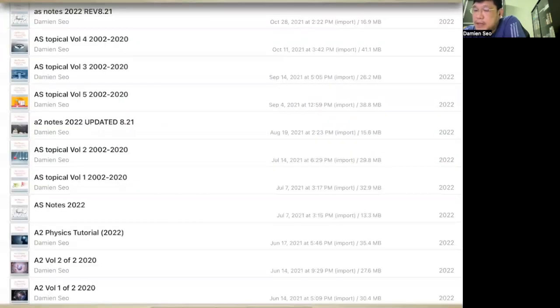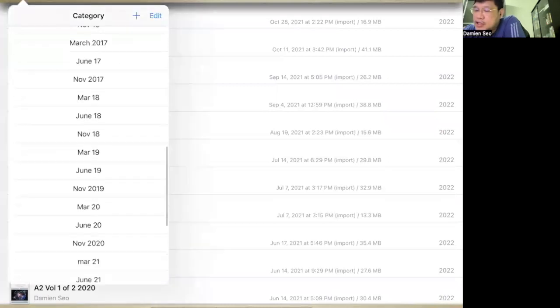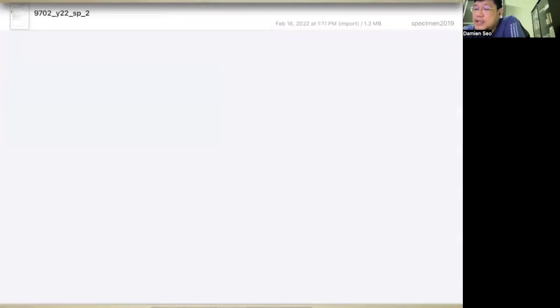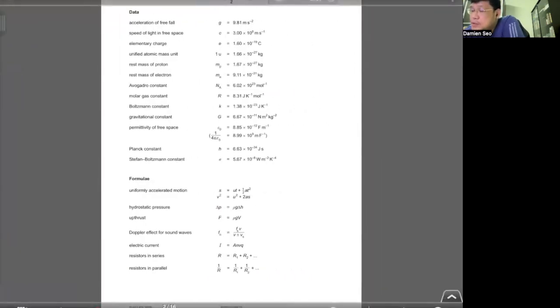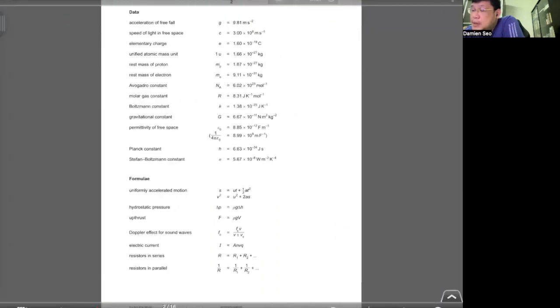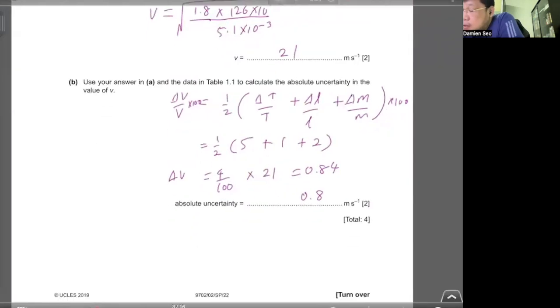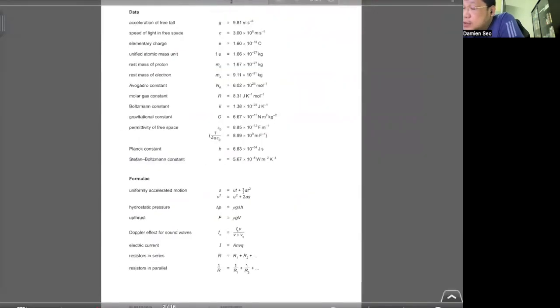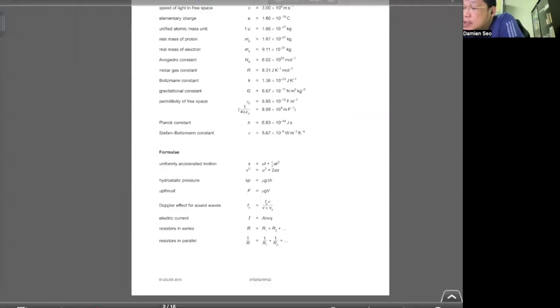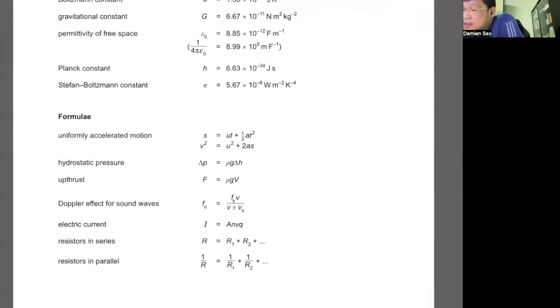Under the new syllabus, if you want to see what equations are given to you, because there will be new topics, you can refer to the specimen paper, because only the specimen paper will show you the new formulas. They only show you a few formulas here. So few only.